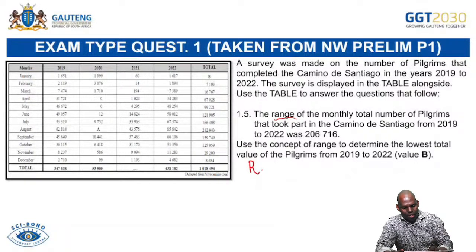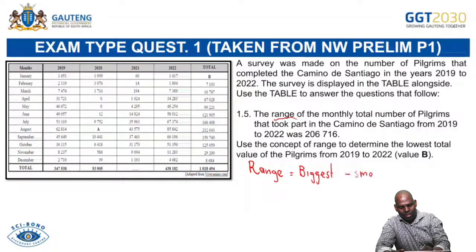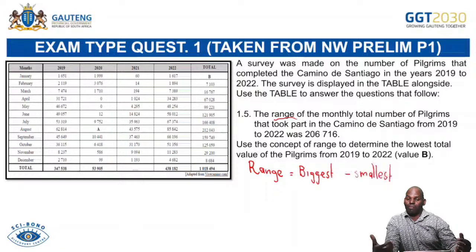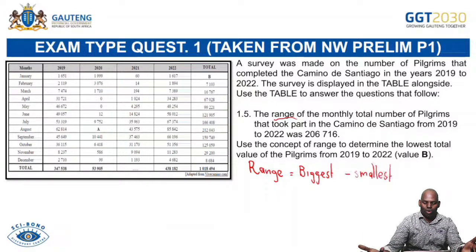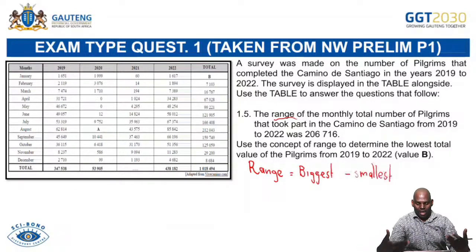Now think about this. We've got range is biggest minus smallest. I'm just taking a shortcut there, but it's the biggest value minus the smallest value. In this case you are used to a situation where they say calculate the range, and then you substitute the biggest value and subtract the smallest value. But in this case it's different. You are now given the range.